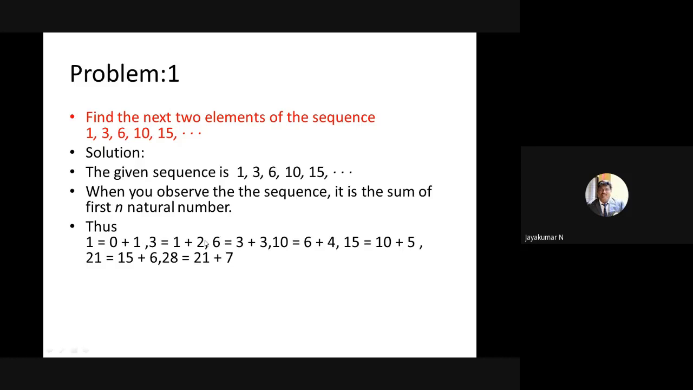So 6 is nothing but the sum of the first 3 integers. The sum of the first 2 integers is 3, then 3 plus 3 is 6. The 10 is nothing but the sum of the first 4 integers, and 15 is nothing but the sum of the first 5 natural numbers. Then 21 is nothing but the sum of the first 6 natural numbers. Then 28 is nothing but the sum of the first 7 natural numbers. Easily you can say that.